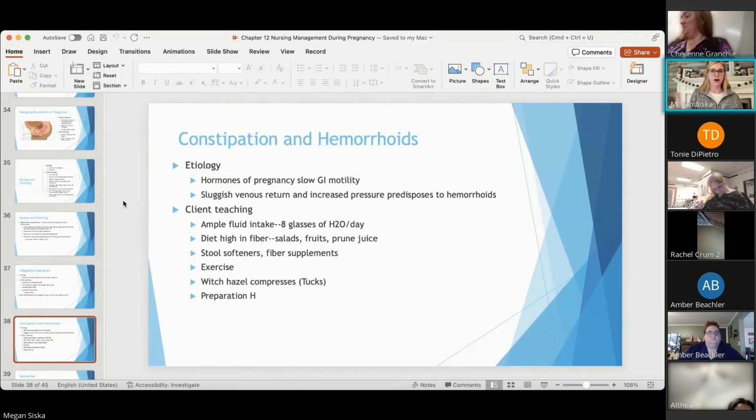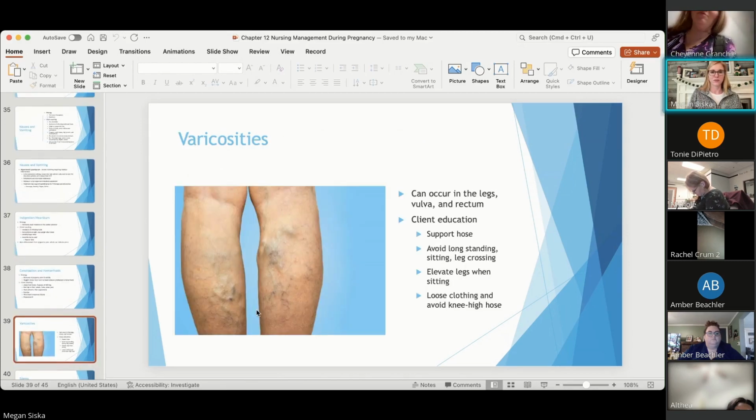Constipation, you know how I feel about constipation. So we do a lot of teaching, staying hydrated, eating fiber, taking stool softeners, exercising. Hemorrhoids are really common, so maybe having them use like some Preparation H or Tucks pads for comfort.